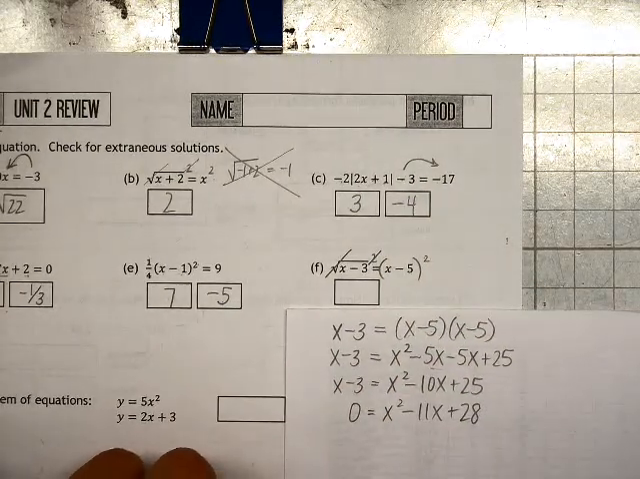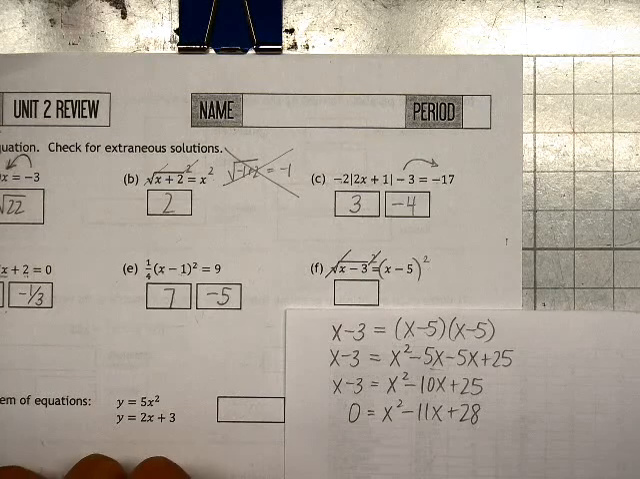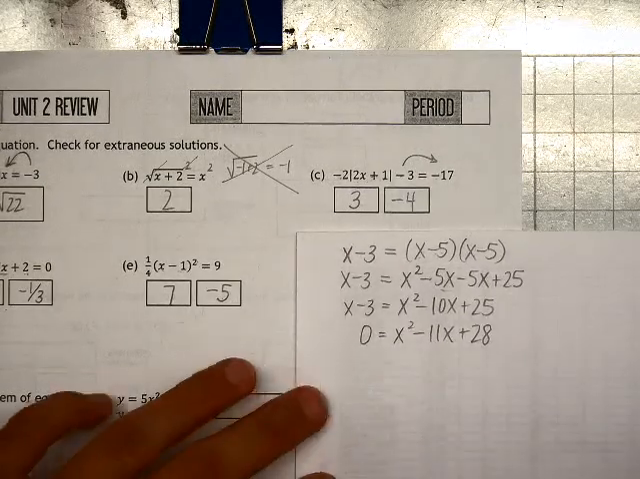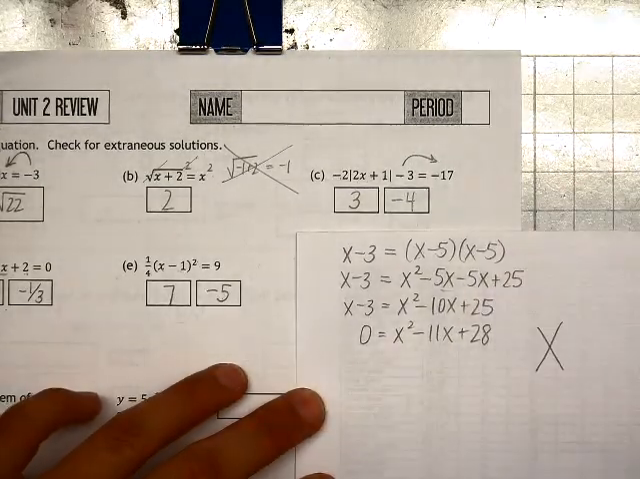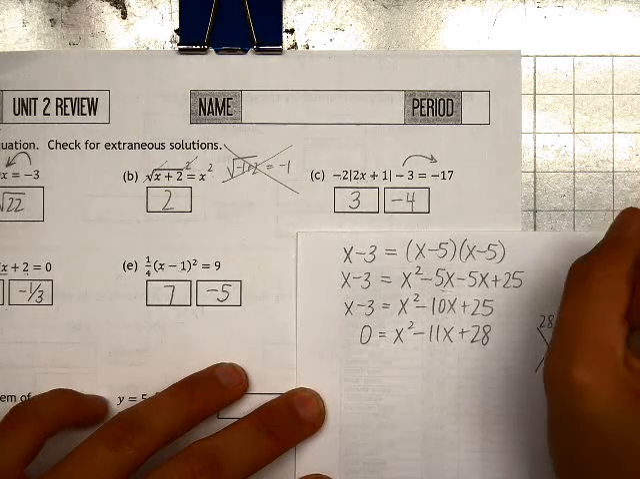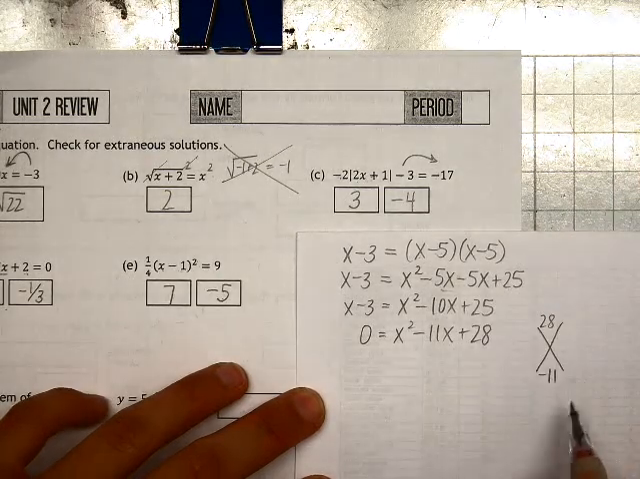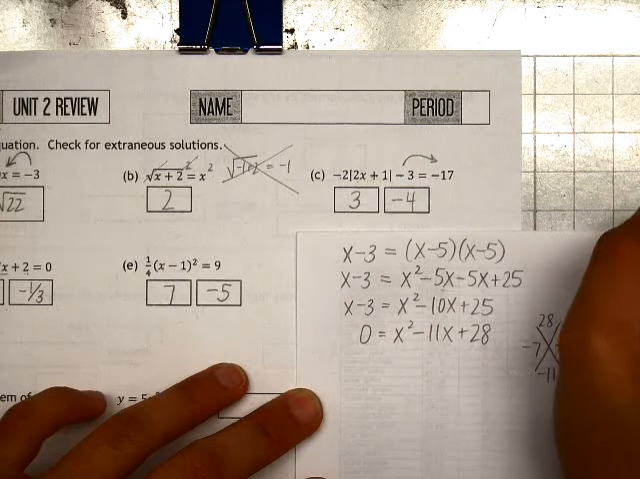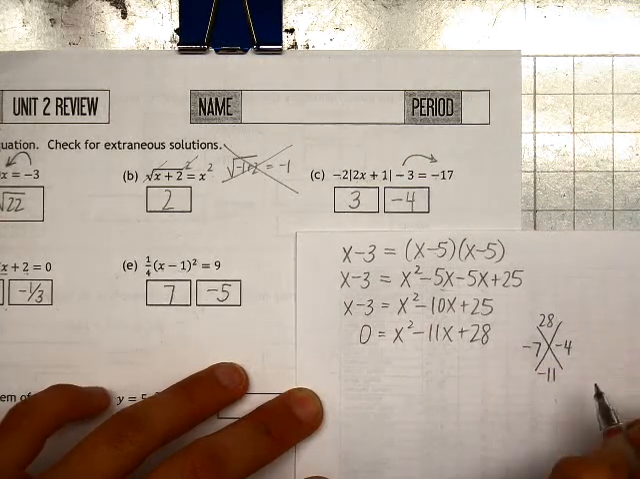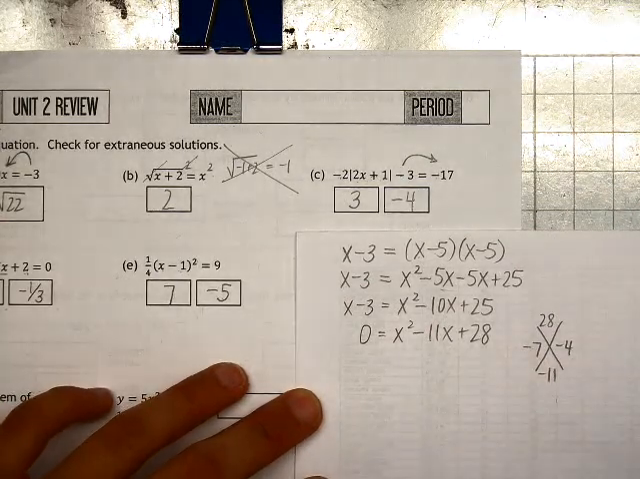Now that I've moved everything over, the most appropriate method would certainly be to factor. This could be an easy diamond problem with numbers that multiply to 28 and add to negative 11, and those numbers would be negative 7, negative 4, since they satisfy the 28 and they add up to negative 11.